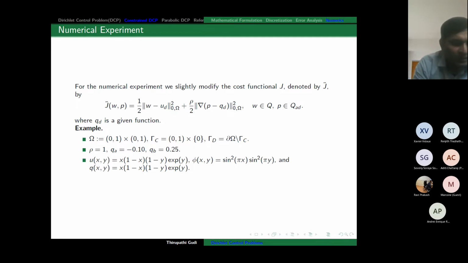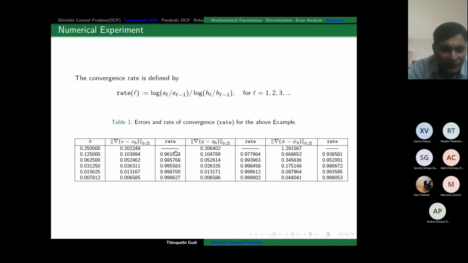We take the model problem to be defined like this. Here we have taken Q_d, which is some given function. Basically, you may want the control to also have a desired state. This kind of modification helps us formulate a model problem with a known solution. Otherwise, there is no need for Q_d. The analysis works for this, and so this nice data is taken. The domain is just the unit square, the contact portion is only the bottom of the square, and the remaining is fixed. You see the expected order of convergence is 1, because the solution is H2, so we expect order 1 for all three quantities.